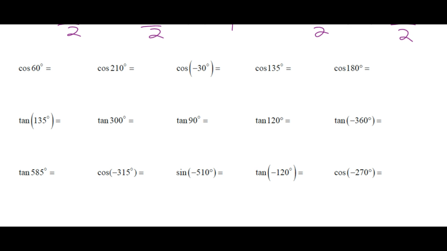So all you gotta do is flip the page, right? So cos of 60, cos of 210, cos of negative 30, cos of 135, cos of 180. No, wait. All right. Now, make sure that's right, because I'm just doing that from memory. Okay, I didn't actually memorize all those. I only know the first quadrant of the circle and the cast rule and reference angle.